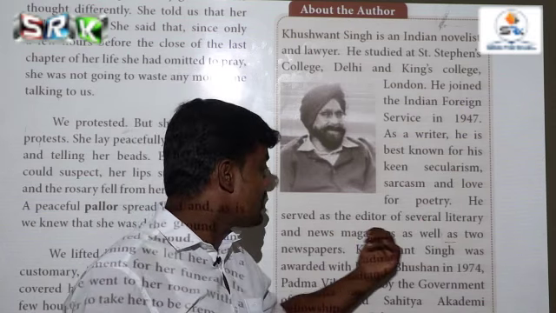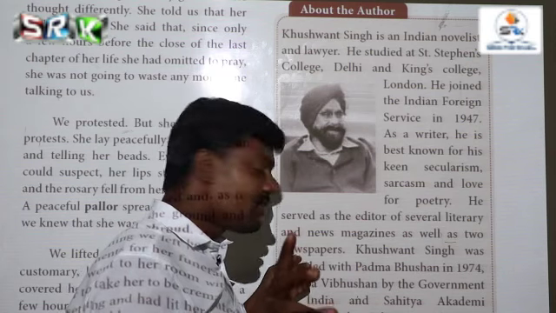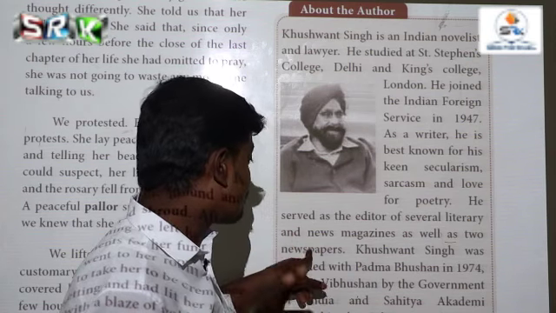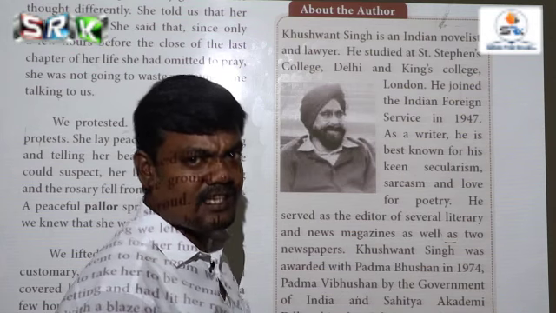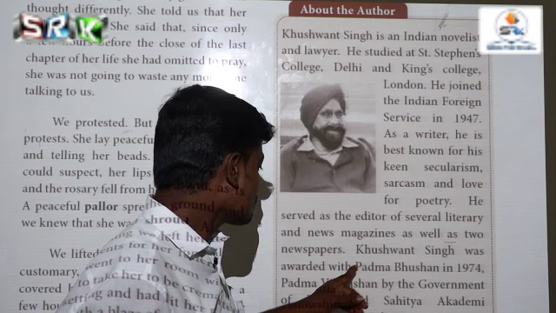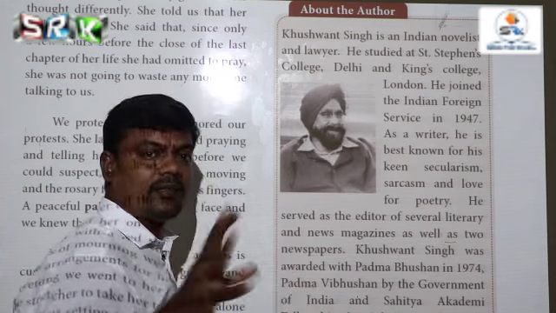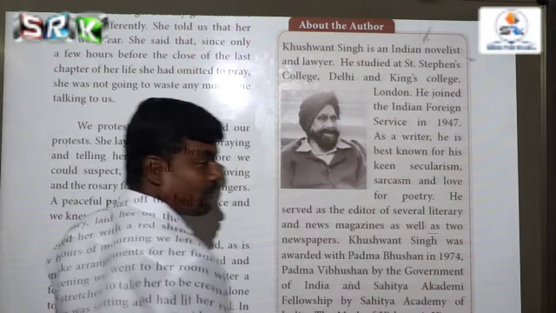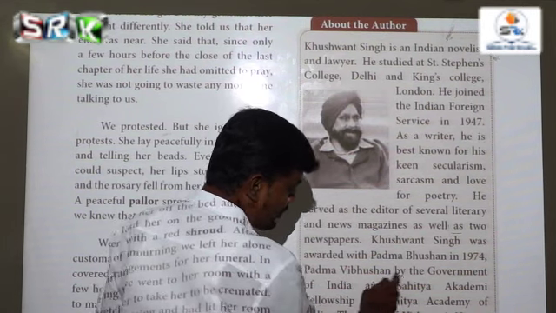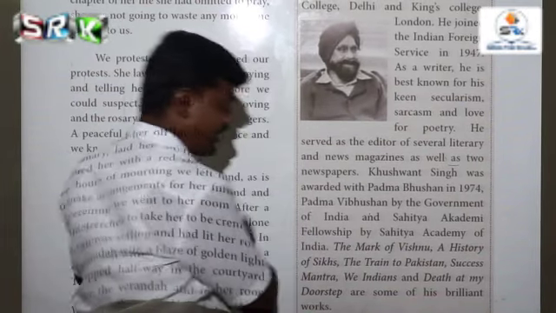He served as the editor of several literary and news magazines, as well as 2 newspapers. So he served as a news editor for 2 newspapers, for news magazines, and several literary, nothing but literature based work. So Khushwant Singh was awarded the Indian literary awards. Khushwant Singh was awarded the Padma Bhushan in 1974 for his work, and the Padma Vibhushan by the Government of India, and the Sahitya Academy Fellowship by the Sahitya Academy of India.